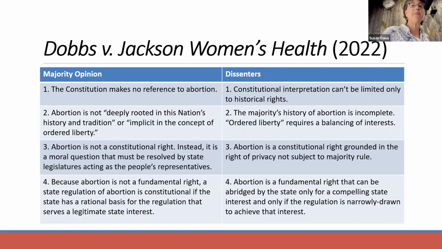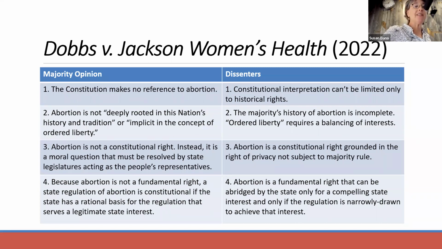Constitutional interpretation can't be limited only to historical rights, because if you did that, it would be a static document that would only protect the people who had rights, in the case of the 14th Amendment, in 1868. And that includes none of us in this room. So that just can't be the way the Constitution is supposed to be interpreted, the dissenters said.